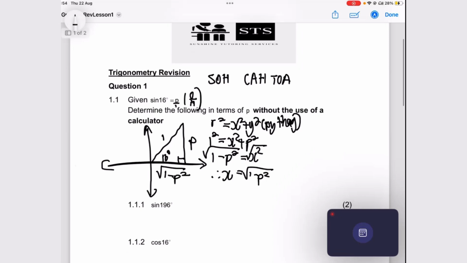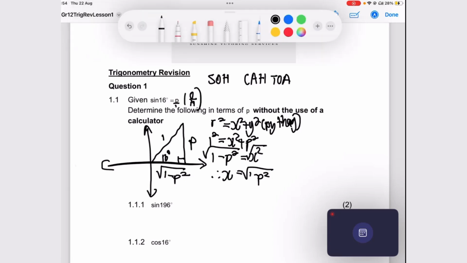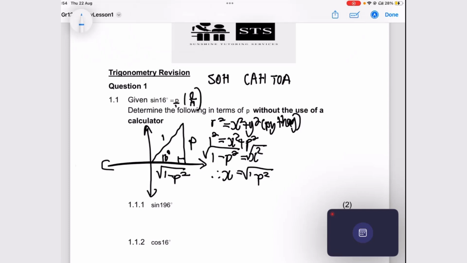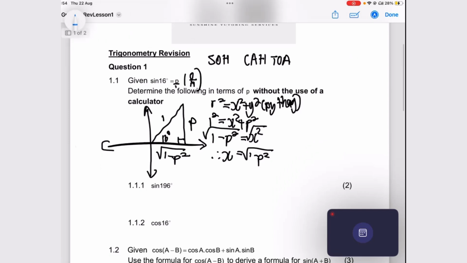So now you have your adjacent, so you can find anything. You can find tan, you can find cos. However, the first question says find sine of 196. So what you need to do there is you need to know your reduction formula. And to do that, I'm going to draw another diagram, another Cartesian plane.